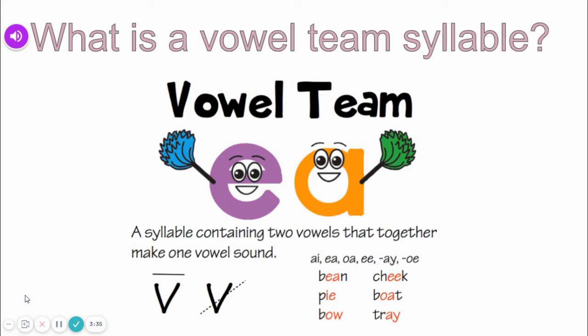What is the vowel team syllable? A syllable containing 2 vowels that together make one vowel sound are considered vowel teams. AI says A, EA says E, OA says O, EE says E, AY says A, and OE says O. Like in the words bean, pie, bow, cheek, boat.